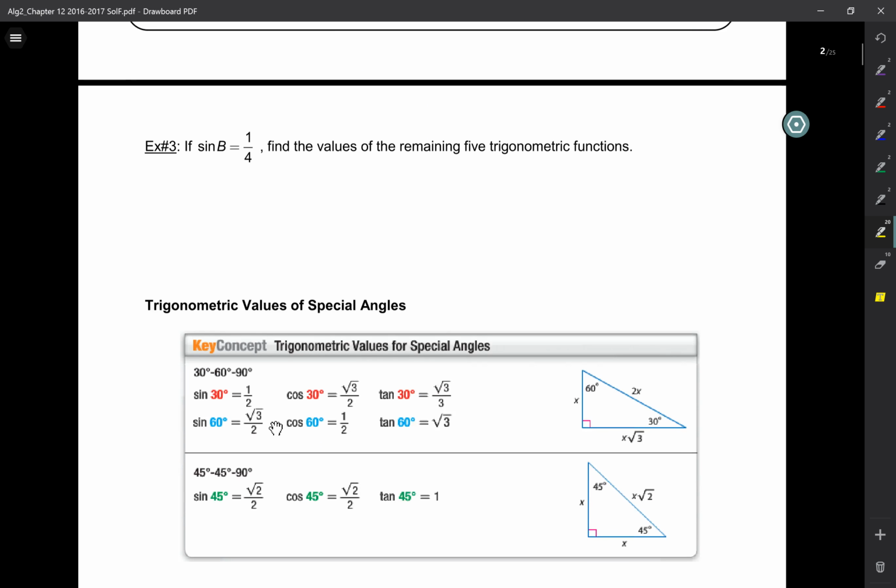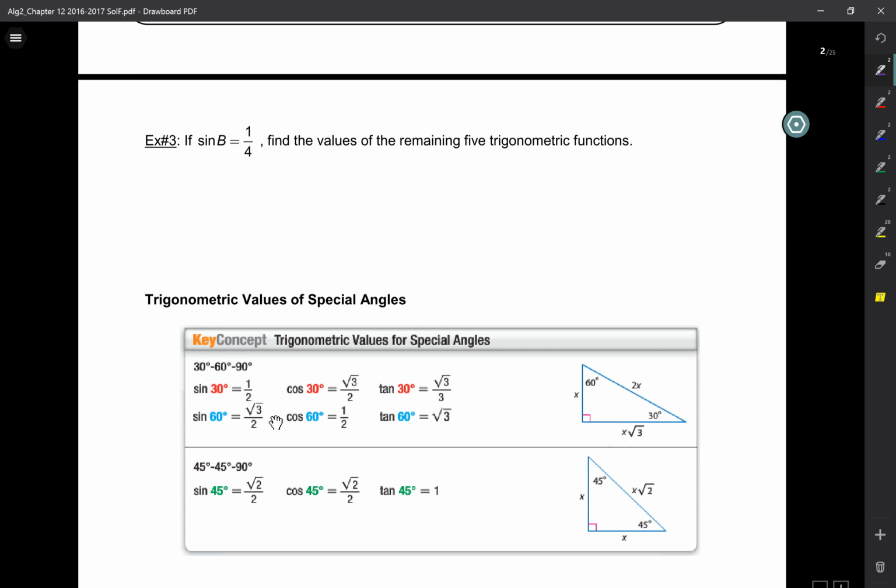All right, so here's another one. This time you have sine of B is equal to 1/4. We're going to label this B and that as the 90-degree angle. So go ahead and label the 1/4, find the missing side, and then find the other trig functions. I'm gonna stop this for 2 minutes and then we're gonna get back to here.